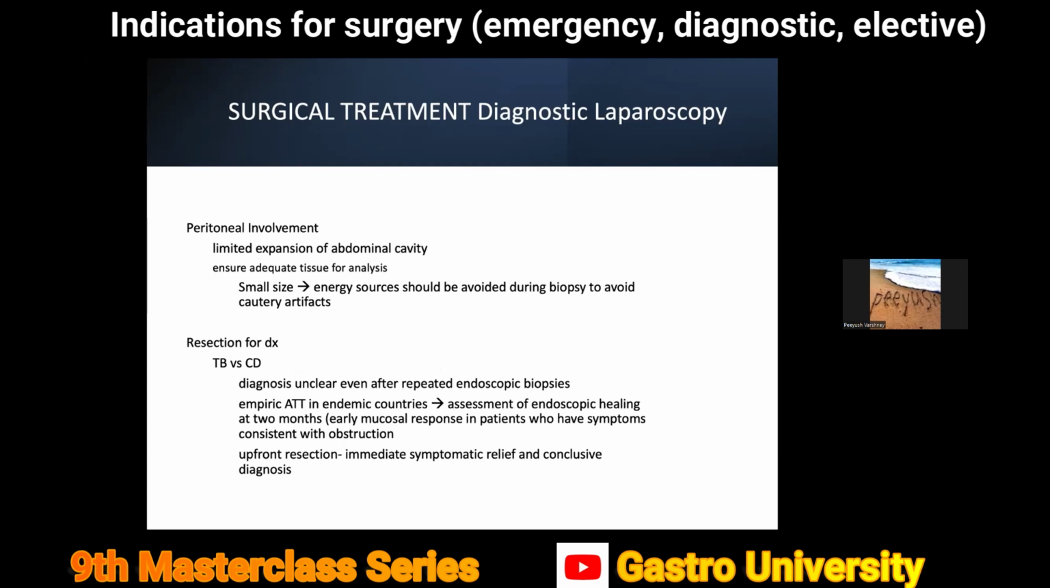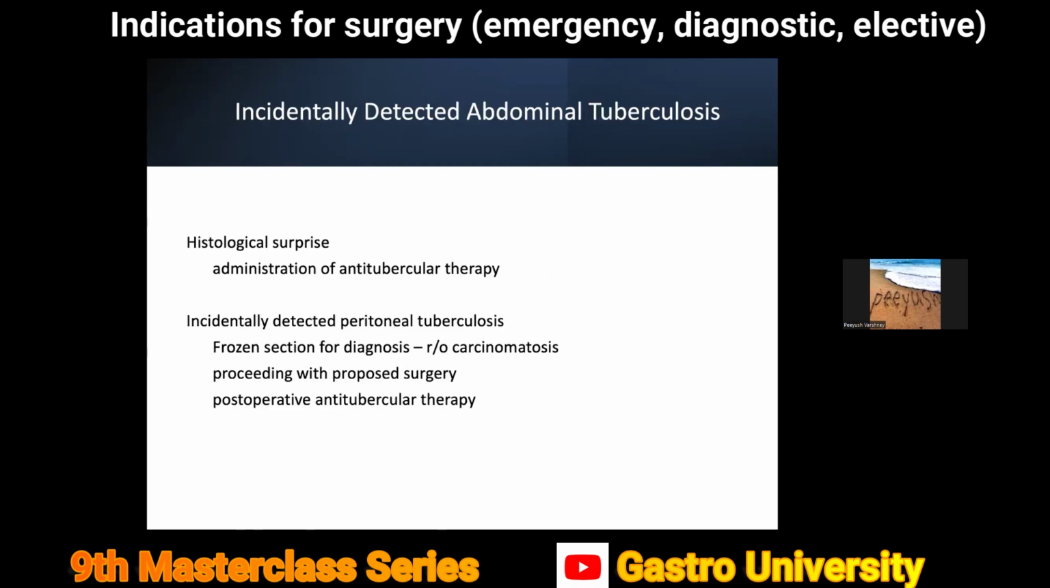And there is a limited expansion of the abdominal cavity where there is peritoneal involvement, and the primary goal should be that we should have adequate tissue for analysis, and energy sources should be avoided because of the cautery artifacts, or the histopathologist may not be able to sample these specimens later on. So sharp scissors or instruments should be used, avoiding the energy sources. And of course, when there is doubt of diagnosis, dissection can be performed and subjected to histopathology.